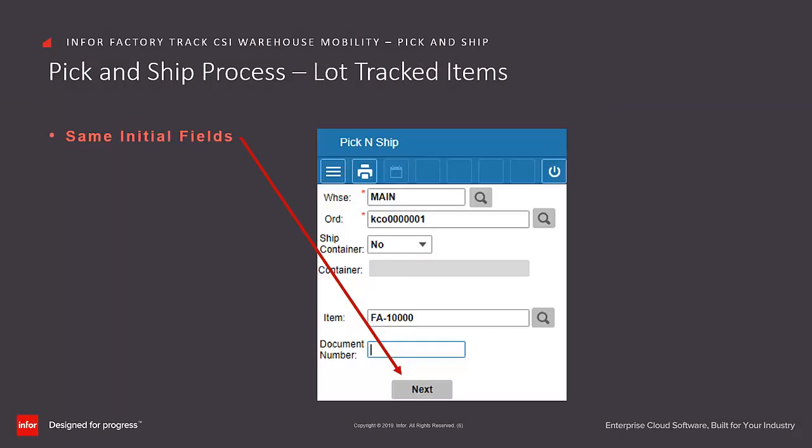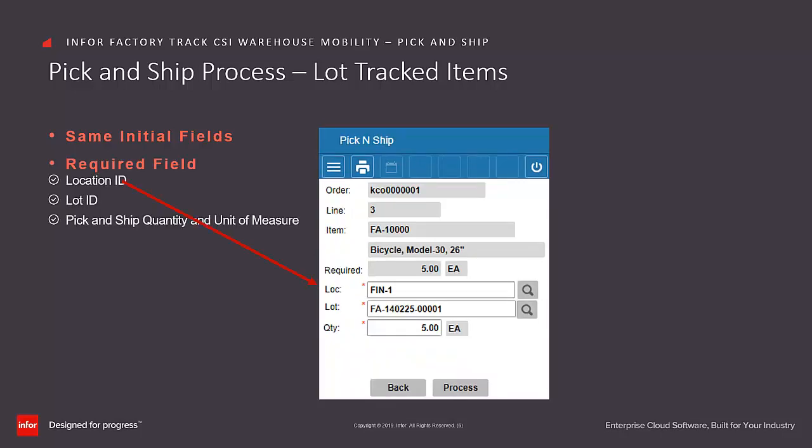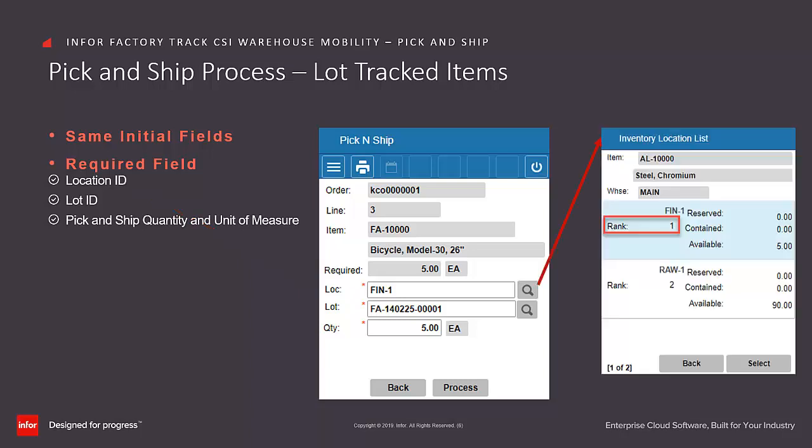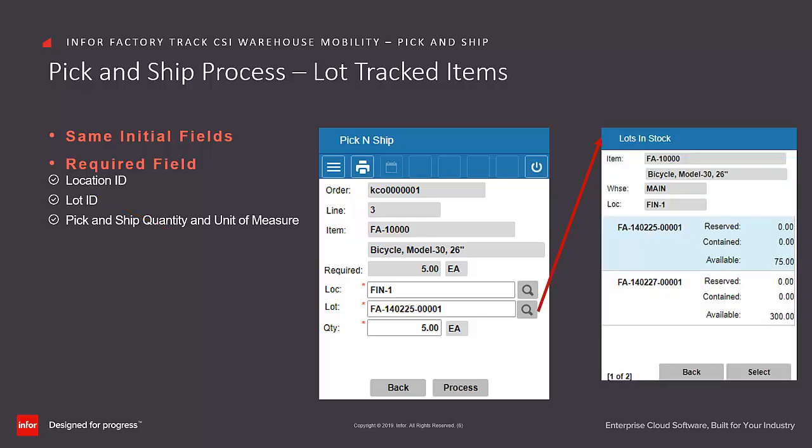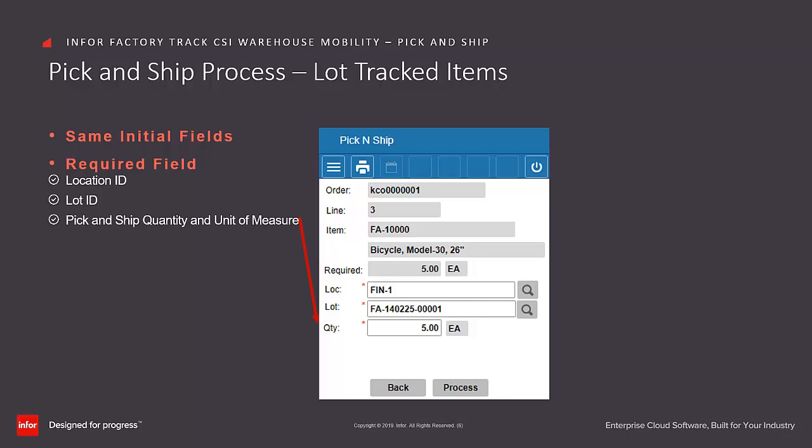If the item is lot controlled, a similar process happens with additional lot-specific fields used. After completing the initial entry form with a line or item that is lot controlled and clicking on Next, the pick and ship processing form is displayed with the selected item's rank 1 location displayed. To change your selected location, you can enter, scan, or search and select the location ID. Search list provided is ordered by the location's ranking. You can enter, scan, or search and select the lot ID associated with the items being picked and shipped from the customer order. We can enter the quantity to be picked and shipped and specify the unit of measure. We then click on Process to process the pick and ship transaction.